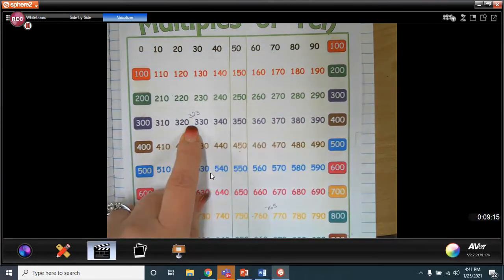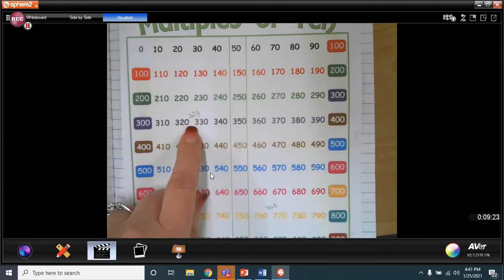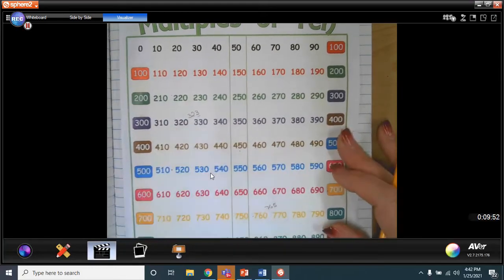Now we have to decide which 10 it is closest to. Let's look at our ones place. Is it less than 5 or greater than 5? Well, remember, 325 is going to be right in the middle. And since 323 is less than 325, you guessed it, we're going to round to 320. It's only 3 away from 320. It's 7 away from 330. So 320 is going to be our closest 10.